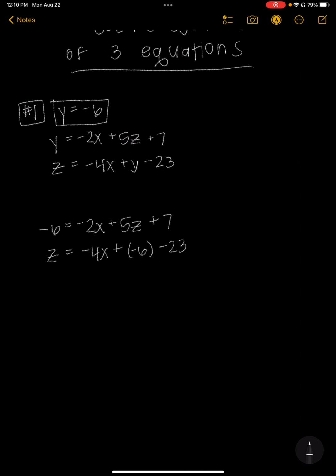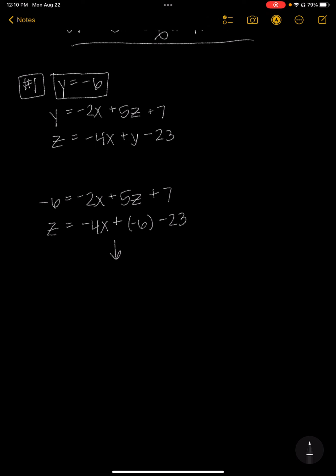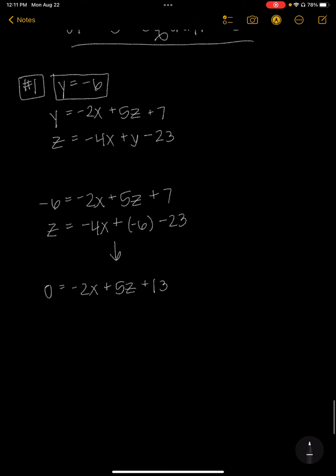All right. So now I'm just going to simplify these equations by combining like terms. That top equation, what I can do is move the negative 6 over to the other side by adding 6, and I end up with 0 equals negative 2x plus 5z, and then plus 13. And for the second equation, I'm just going to combine like terms, the negative 6 and negative 23, so that I get z is equal to negative 4x minus 29.